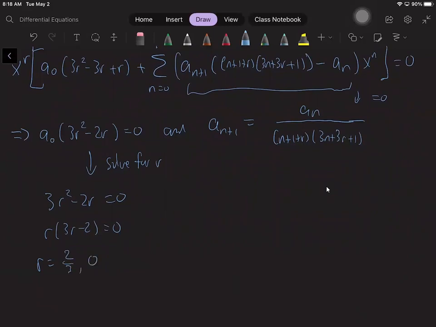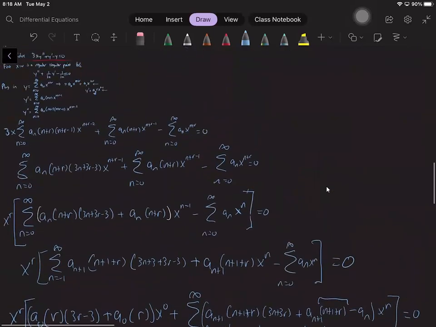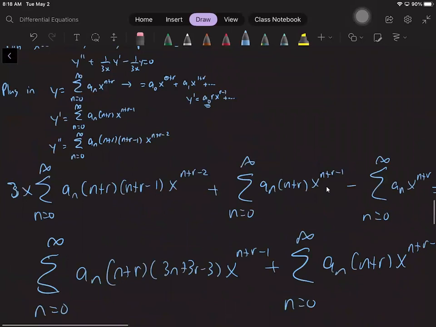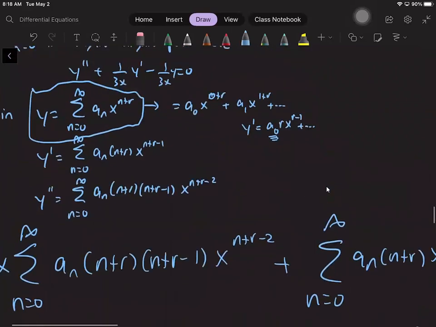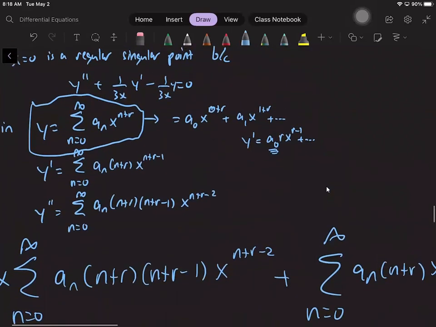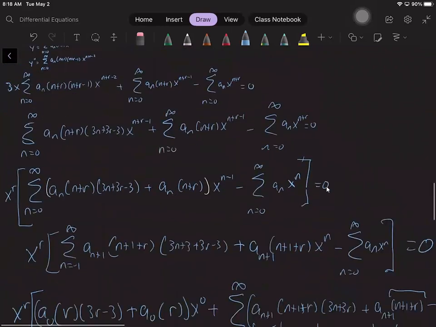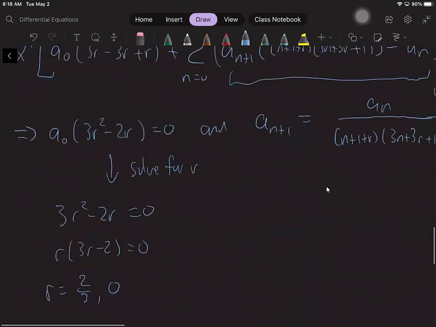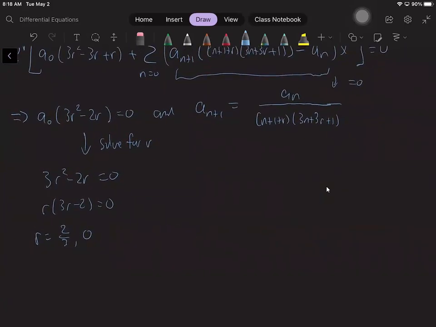So what this is saying is there are two values of r which make this a solution. And for each value of r, you get a different series. So we're going to get two series solutions, although we are guaranteed at least one. The two series will come from the two choices of r, but they both use this same recurrence relation.